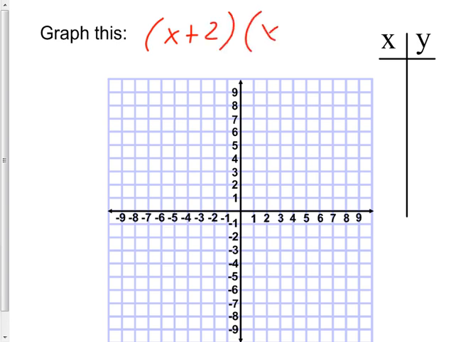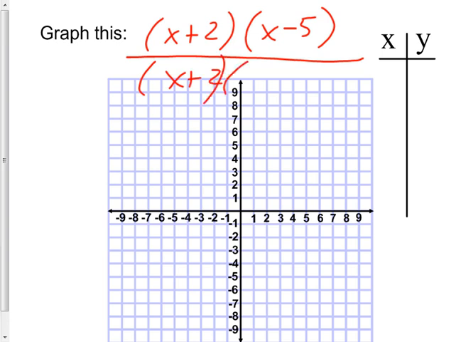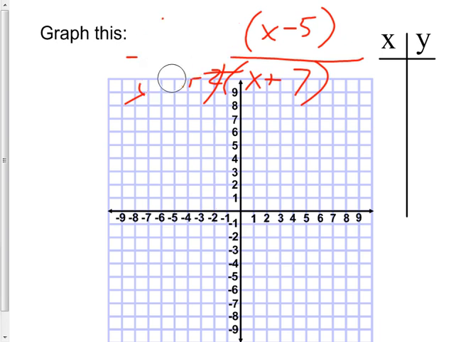If I had this, right off the bat, I can see that those cancel. Do you remember what that creates? A hole. So in the graph, wherever x is negative 2, if the graph was going like this and x was negative 2, there'd be an empty spot right there. Okay, and it makes the problem simpler because you no longer have to deal with it.